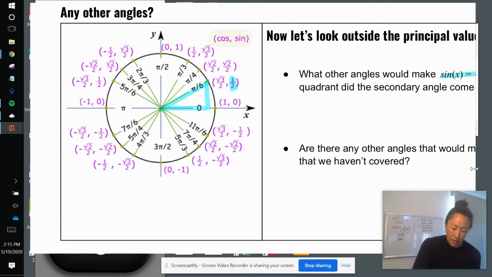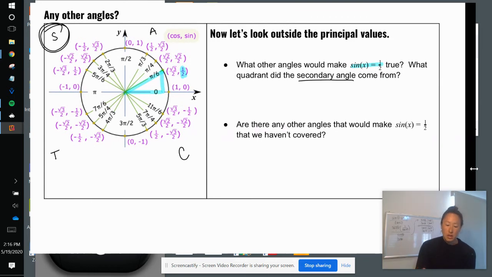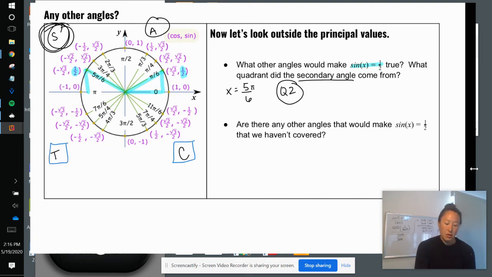So remember, we can use our old friend, All Students Take Calc. And I remember that the other quadrant that sine is positive in is quadrant number 2. So we're going to call this the secondary angle. I can see that sine is positive in the second quadrant at 5 pi over 6. So we can say a secondary angle, another angle that works, is 5 pi over 6. And what quadrant did that come from? Quadrant 2. Okay. So sine has two answers for ratios that are positive. Ratios that are positive will come from the first or the second quadrant. What about sine ratios that are negative? They will come from the third and the fourth quadrant, okay?